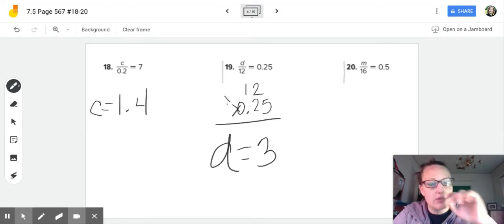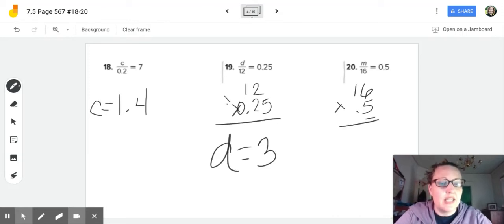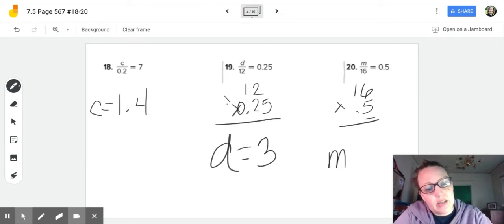I bet you could do this one in your head. You can certainly multiply 16 times 0.5. You can do it that way. Or you could say, what's 1/2? Isn't that what 0.5 is? What's 1/2 of 16? 8. So here, M is equal to 8.